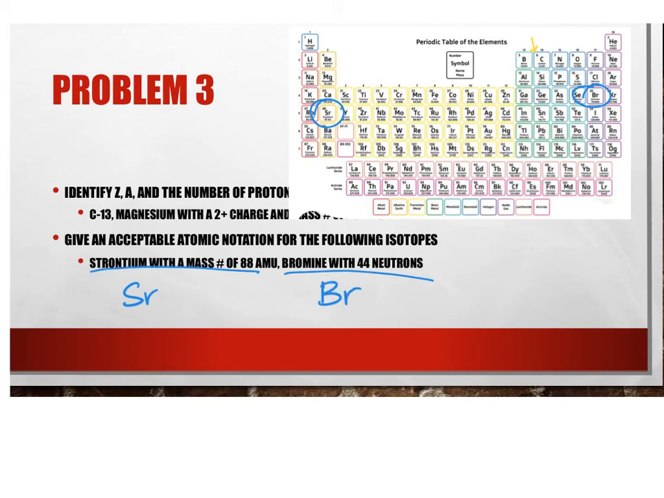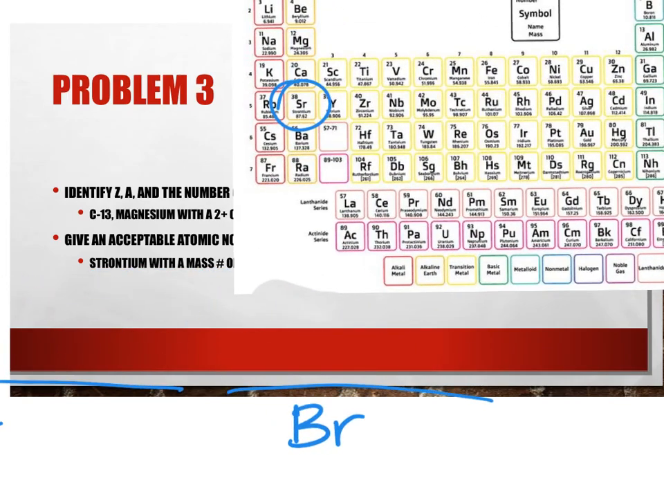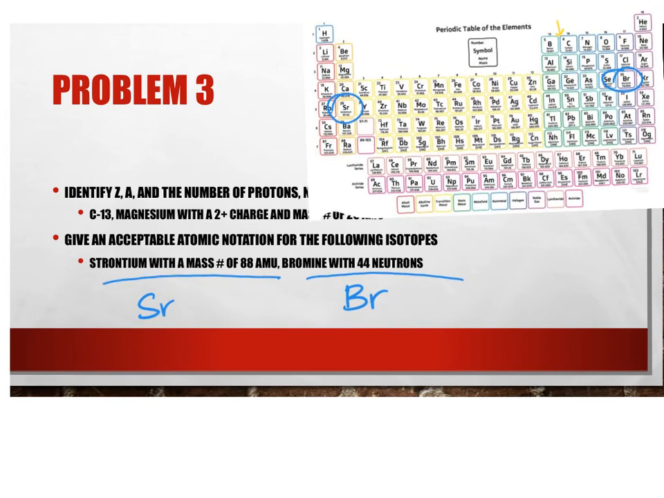All right, so there's two different ways to give the notation, but I'm just going to stick with the notation I wrote for magnesium. So for strontium, notice 38 is the atomic number. So I write a 38 down here in the lower left-hand corner. For bromine, it's 35, so I write a 35. And it says that strontium has a mass number of 88. Remember at the top left-hand corner, that's the mass number. And bromine has 44 neutrons, so that's not the mass number.